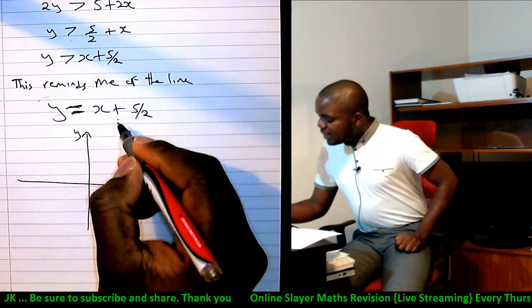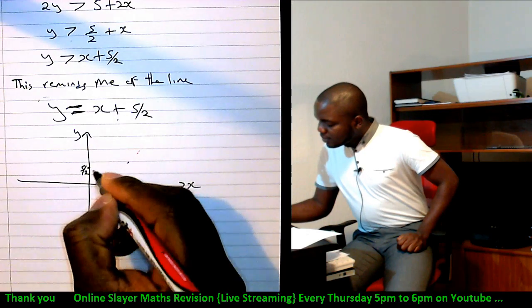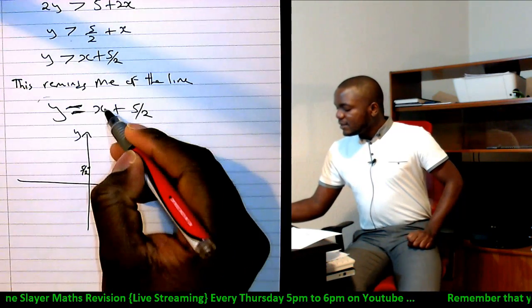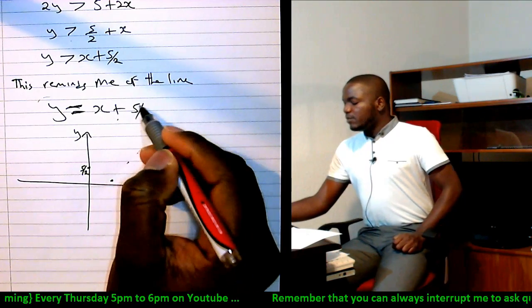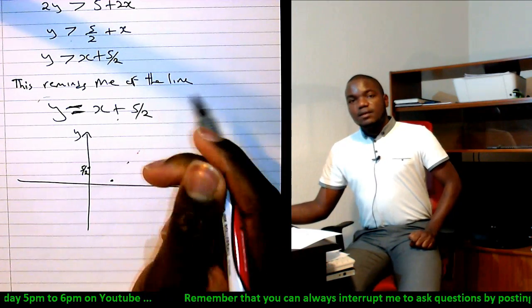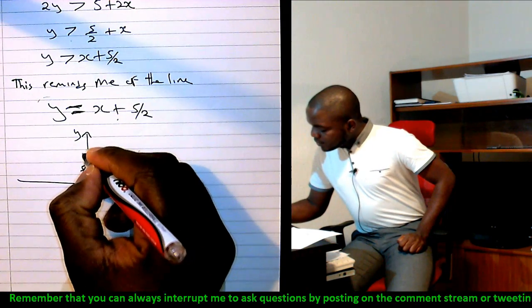Now this line passes through 5 over 2 as the y-intercept, positive 5 over 2. And when x is 1, y is going to be 1 plus 5 over 2, which is 7 over 2. 7 over 2 here.